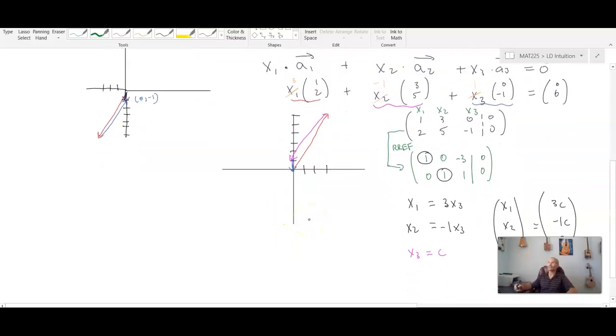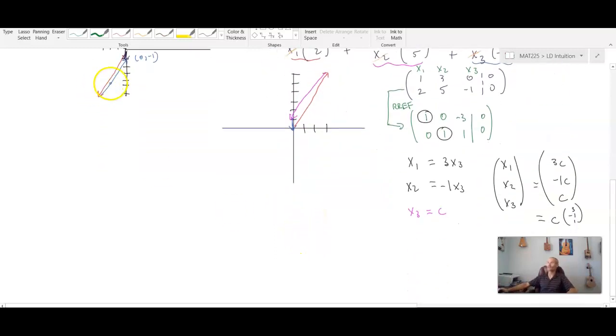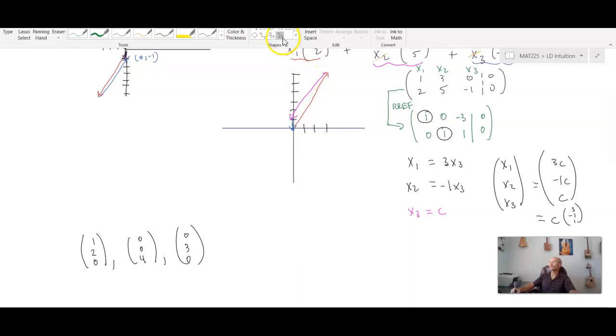Let's take a look at a three-dimensional situation. In this three-dimensional situation, let's take a look at the vectors 1, 2, 0, the vector 0, 0, 4, and the vector 0, 3, 0. In terms of where these three vectors lie, they lie in different planes. I'm going to refer to this as x, y, z, and we're in the positive first plane.